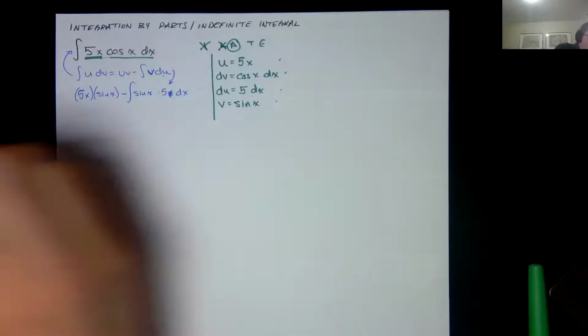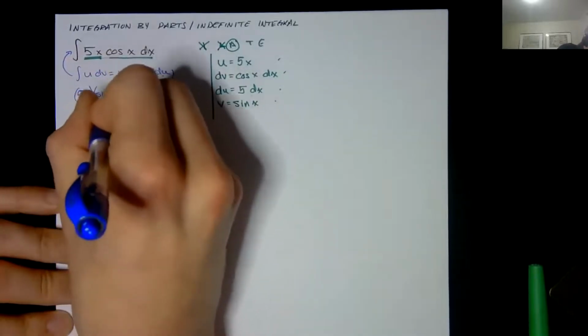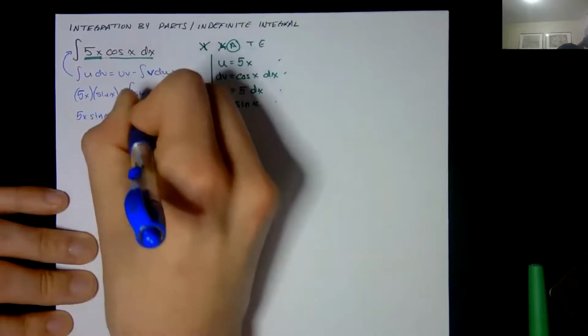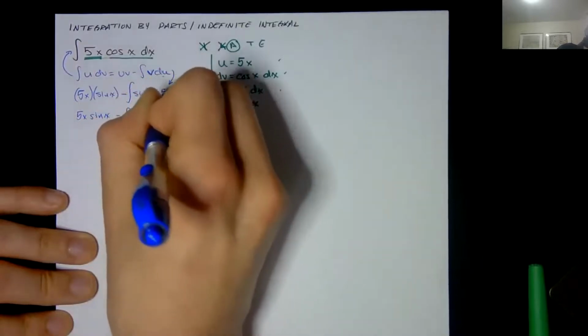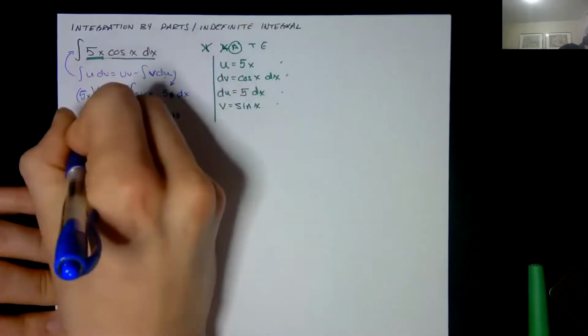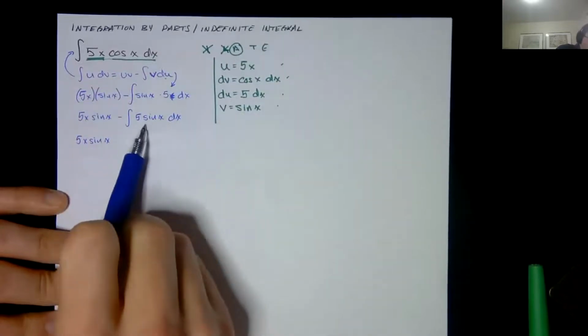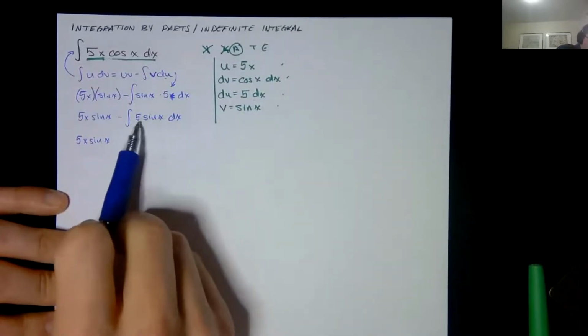Then from there, we're going to simplify some things just to make this a little bit easier to work with. Minus integral of 5 sine x dx. Here, this 5x is just going to stay 5x sine x. And then when I take the antiderivative of 5 sine x, that's going to be negative cosine x.